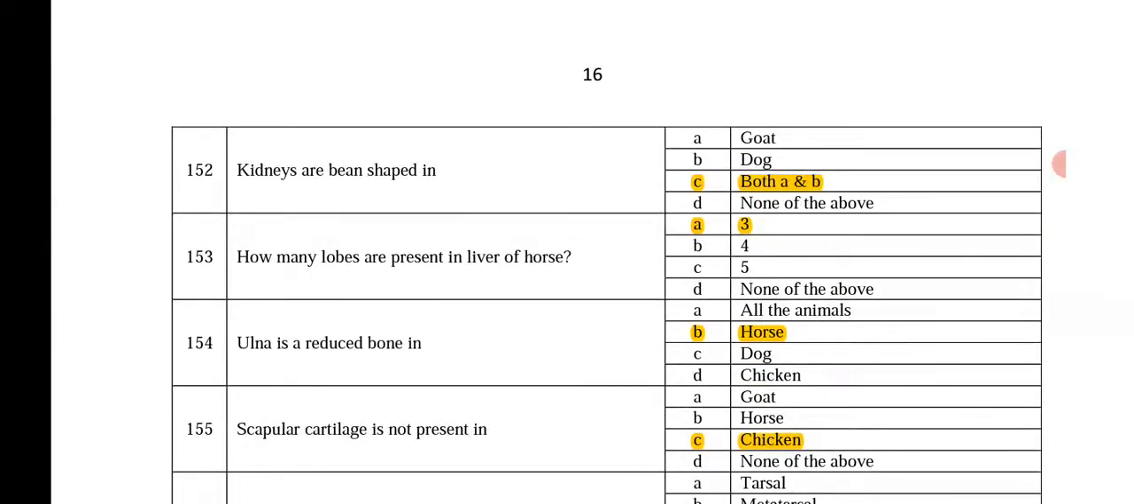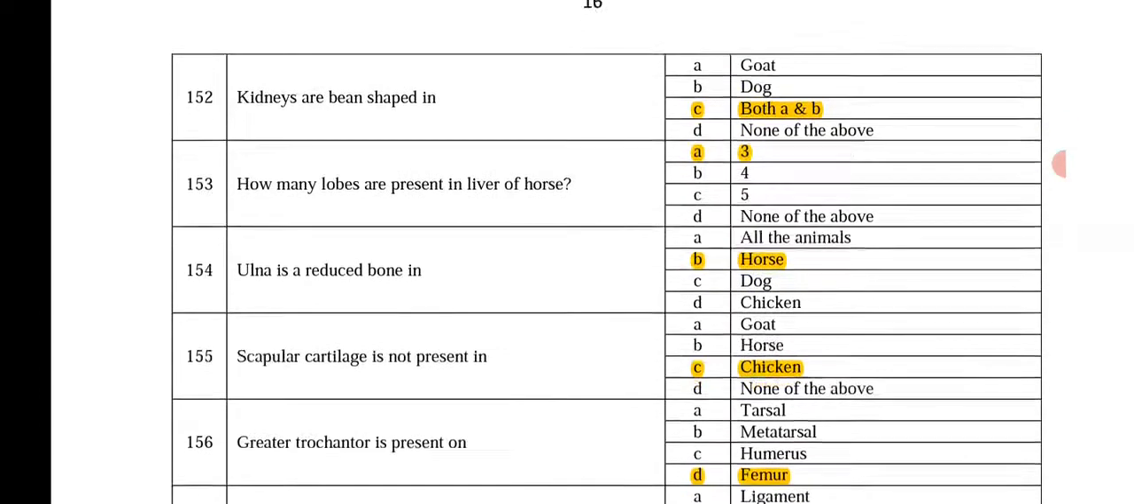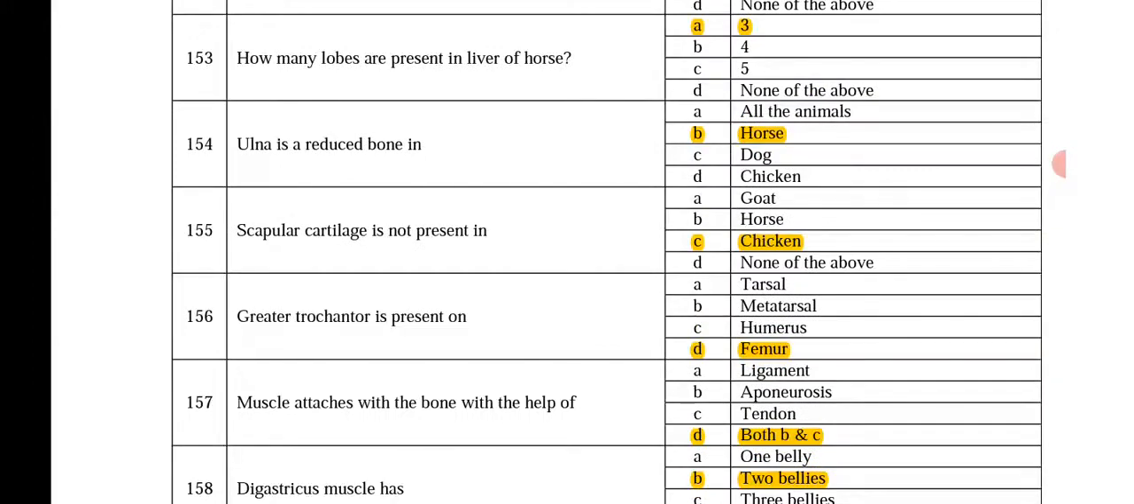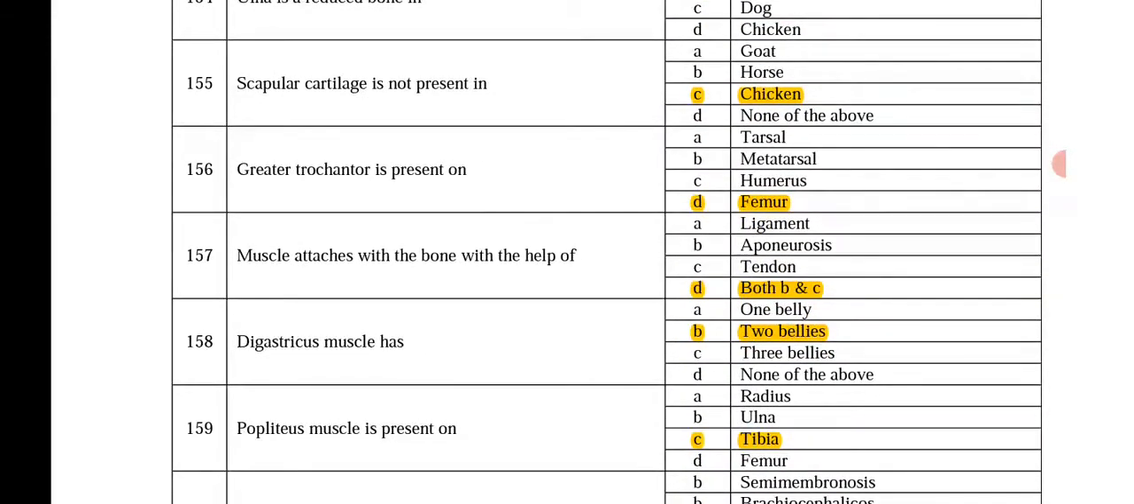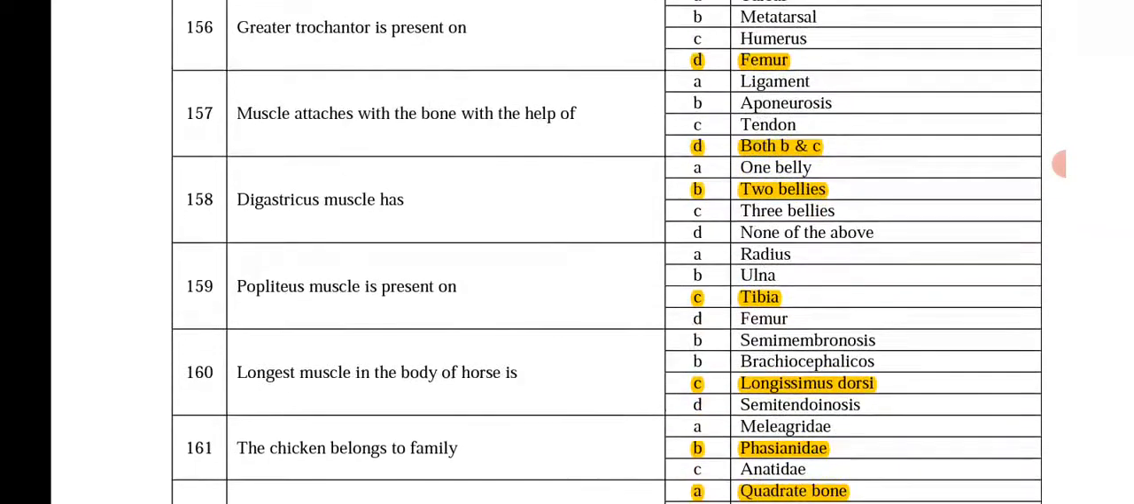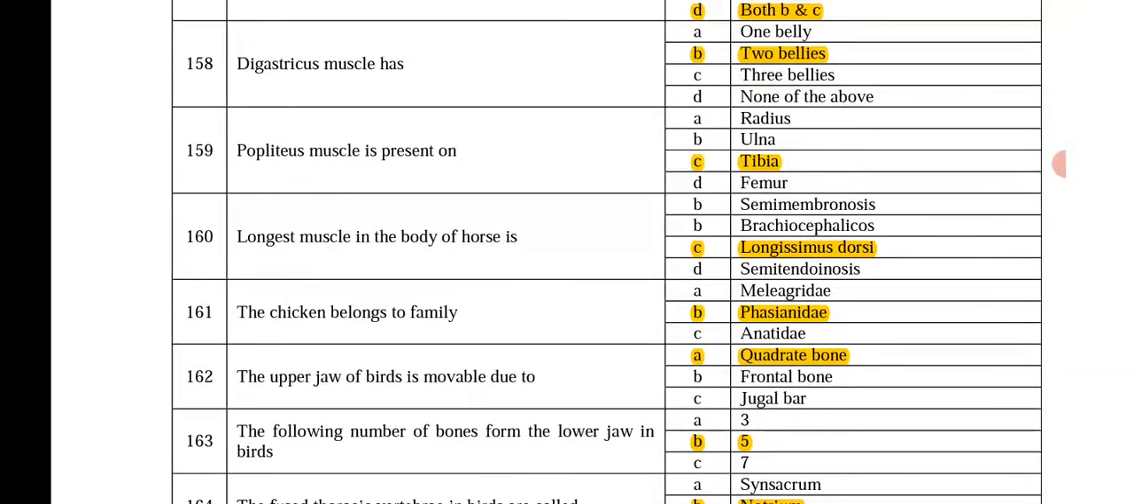How many lobes are present in liver of horse? 3. Ulna is reduced in horse. Scapular cartilage is not present in chicken. Greater trochanter is present on femur. Muscle attaches with the bone with the help of both B and C: aponeurosis and tendon. Digastricus muscle has two bellies. Popliteus muscle is present in tibia. Longest muscle in the body of horse is longissimus dorsi.